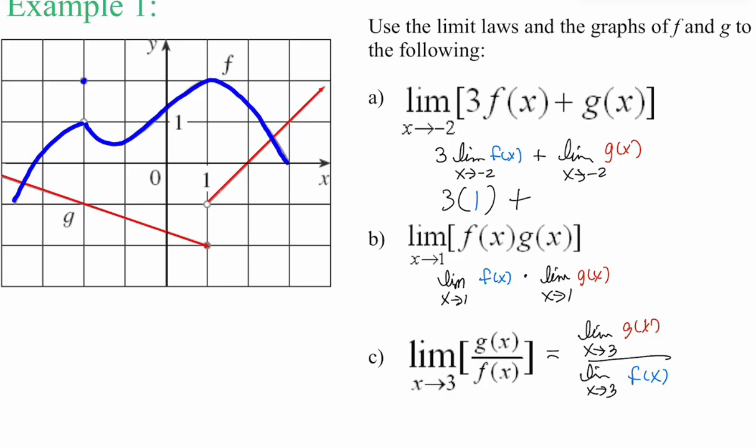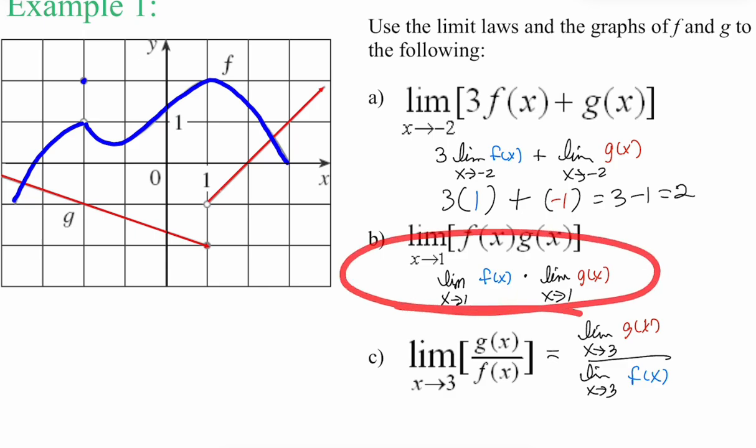The g function at -2 has a height of -1. So it really just becomes 3 minus 1, or 2. That's as easy as that, okay? Hopefully that made sense. So now for part B, what value are we approaching?